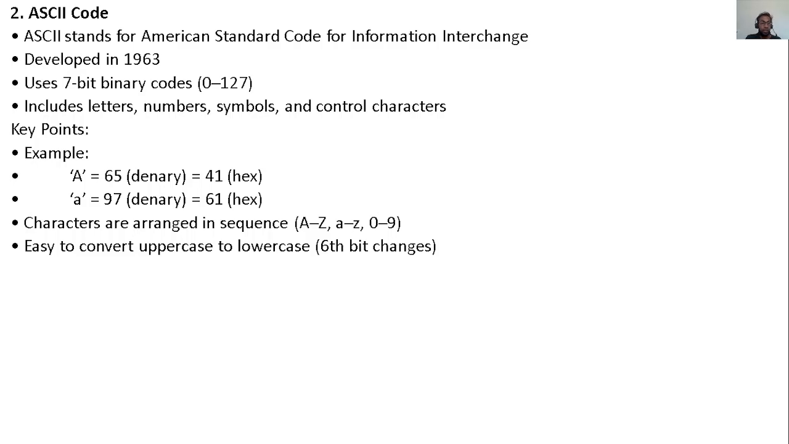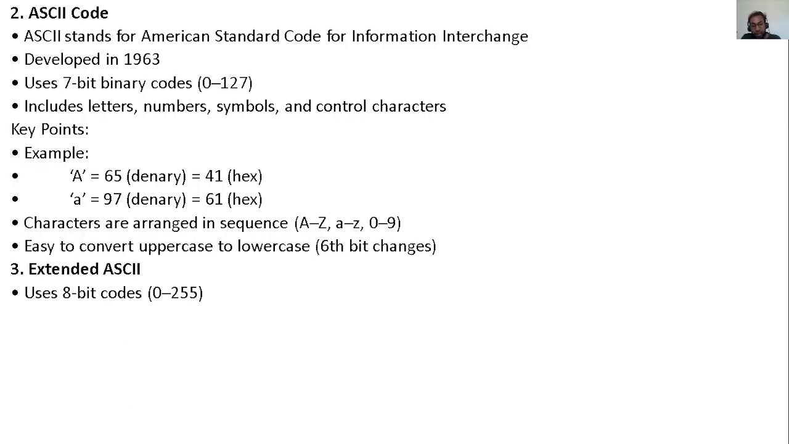characters to lowercase. For example, how do we convert 97 to 65? If we subtract 32 from 97, the lowercase letter will be converted into uppercase, because 97 minus 32 gives us 65, and it is representing the capital case letter.